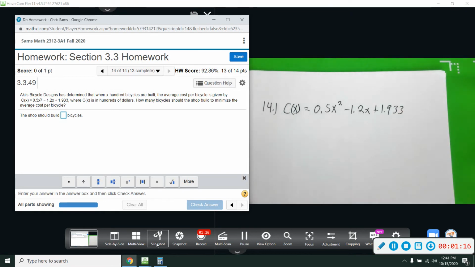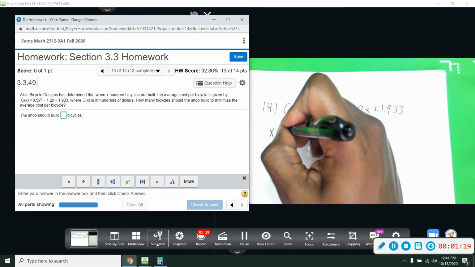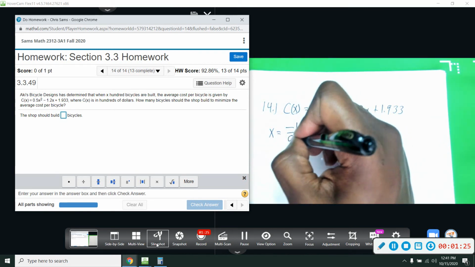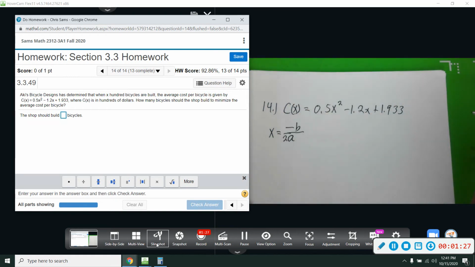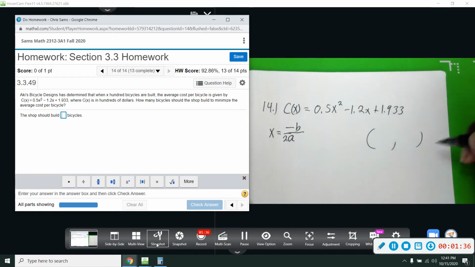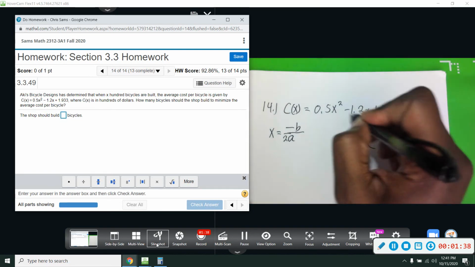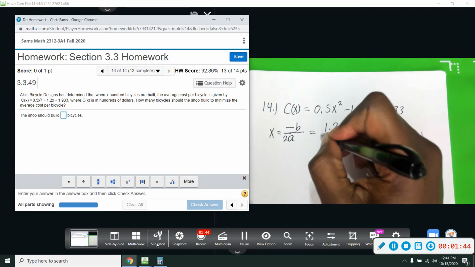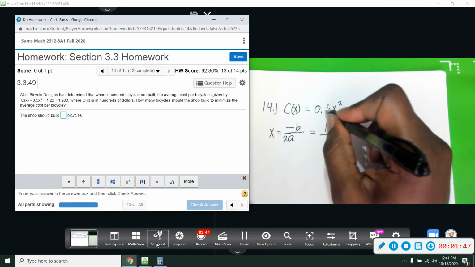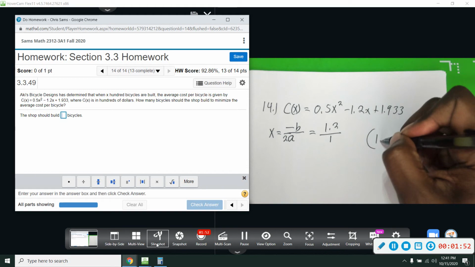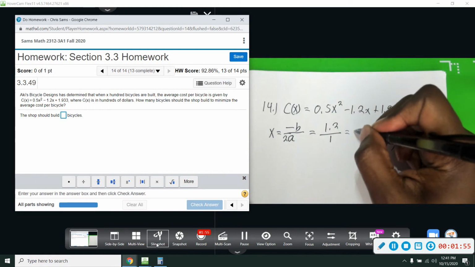Okay, so part of the quadratic equation, the negative b divided by 2a part, is equal to the x coordinate of the vertex, or the minimum or maximum, whatever you're dealing with. In this case, it would be a minimum. So we're going to get an x value, and then we're going to plug that in and get a y value. Negative b becomes a positive 1.2, and then divided by 2a. A is 0.5, so 2a is just 1. So we just get 1.2 as our x coordinate.